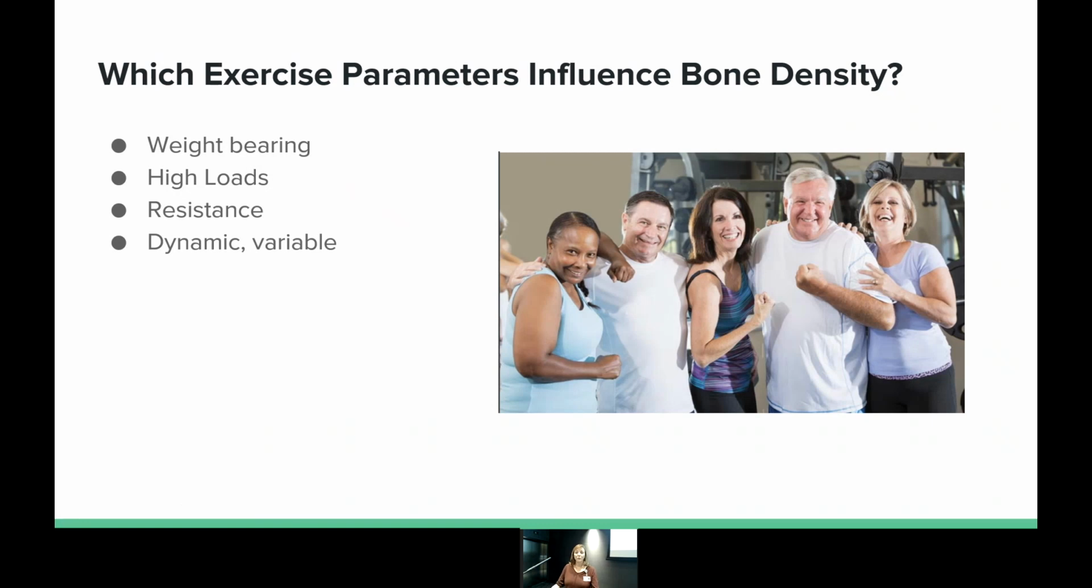So what specific exercise parameters influence bone density? We're talking about osteoporosis here. The 4 best exercise parameters for building stronger bones are things you probably already heard about. Weight-bearing exercises, exercises that load the bones, resistance exercises, exercises that require the joints to move through a range of motion against a resistance. This is the action of muscles pulling on the bones that helps the bones to get stronger. And finally, dynamic and variable exercises, meaning you got to get up and move around.